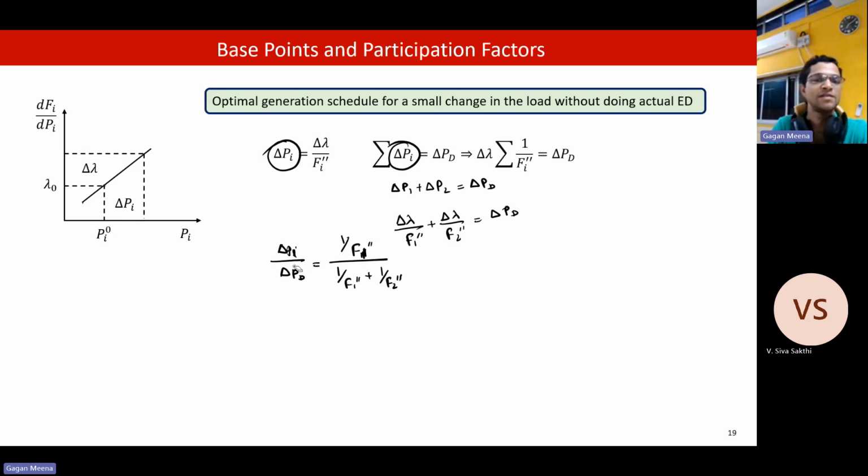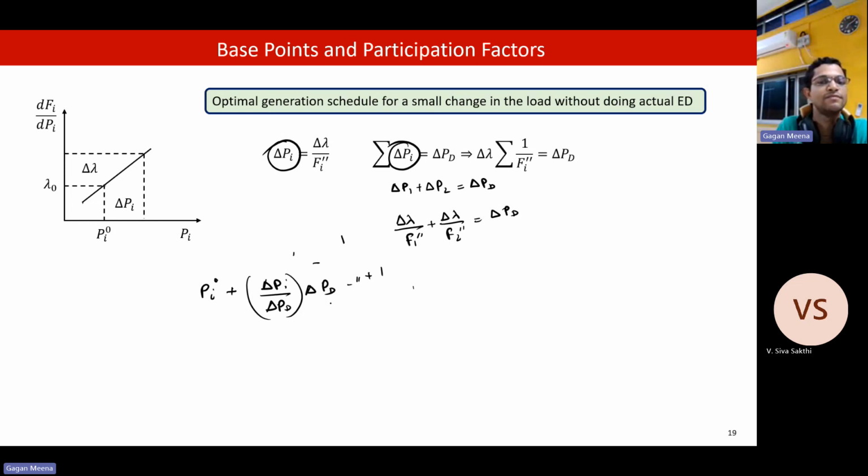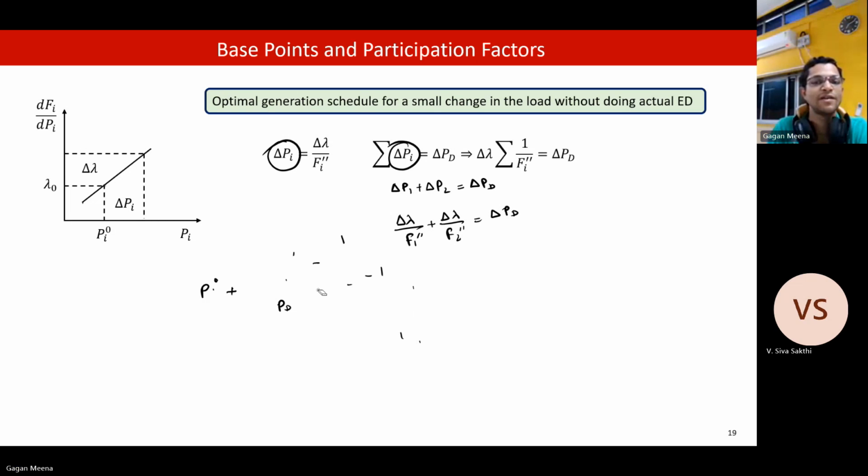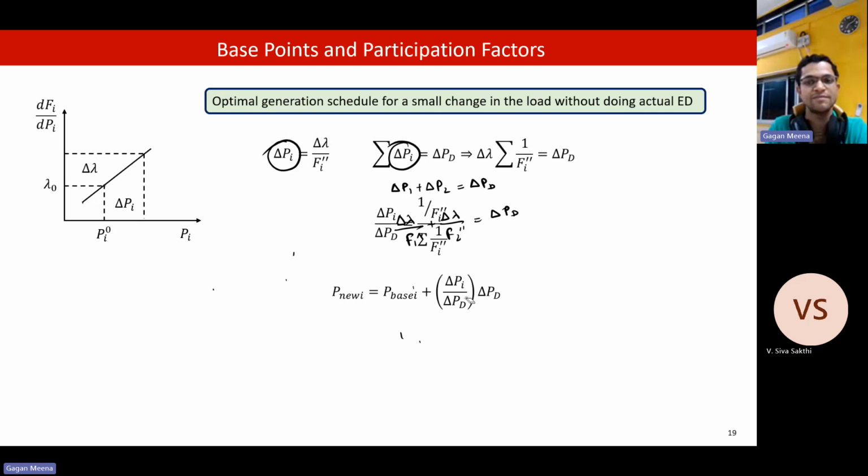In this way, we can calculate this ratio, and if you want to calculate the new generation, then it will simply be the old generation, which is the base generation, plus this delta Pi by delta Pd multiplied by delta Pd. And this we already know, it is 1 by Fi double dash over the summation of 1 by Fi double dash. This is easily known from the cost curve. Delta Pd we know. We can calculate the new generation. Same thing is mentioned here also.